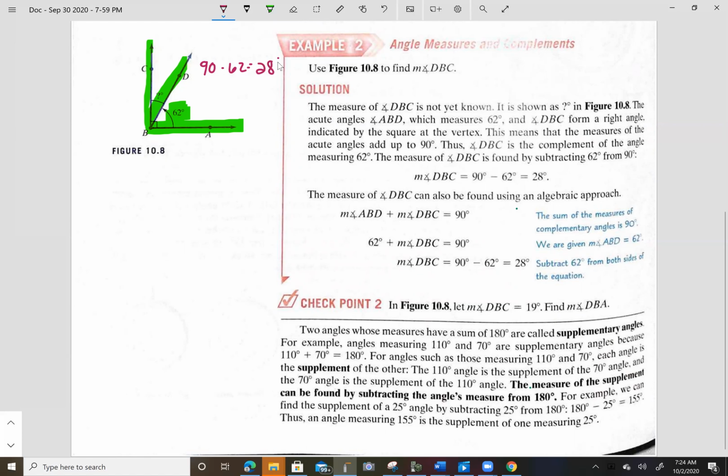DBC is 90 minus 62, which would be 28 degrees. The checkpoint says, what if I know that DBC, so it's changing up the number. So now it's saying we don't know this anymore, but the checkpoint is saying now I know that DBC is 19 degrees. So what would be the measure of DBA? So of course, you would subtract 19 degrees from 90 degrees.